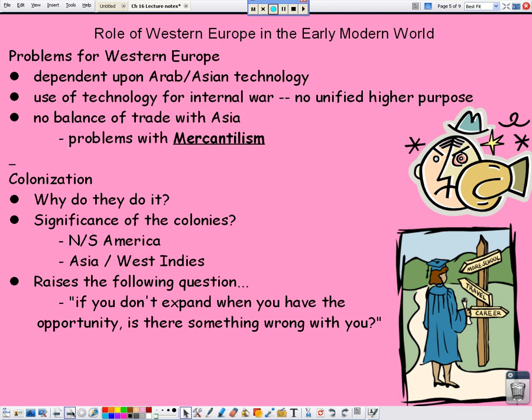If you don't expand when you have the opportunity, yes, there is something wrong with you. If you don't take the opportunity to get a better paying job, if you don't take the opportunity to get a bigger house, if you don't take the opportunity to get a bigger TV, there is something wrong with you. If you are happy with a 27-inch TV and you don't want the 60-inch, there is something wrong with you. If you don't want the limited edition vehicle with the leather interior and the nav system and the sound system, if you don't want that, there is something wrong with you. Do you see where that cultural mentality comes from?